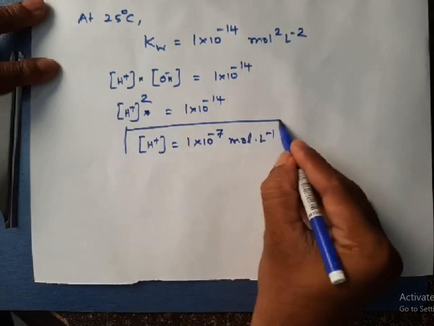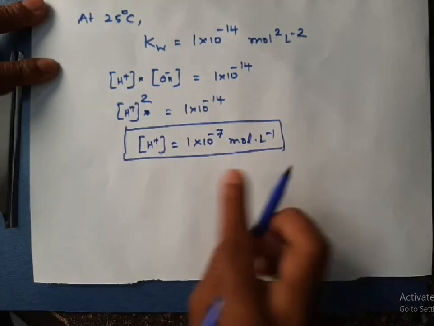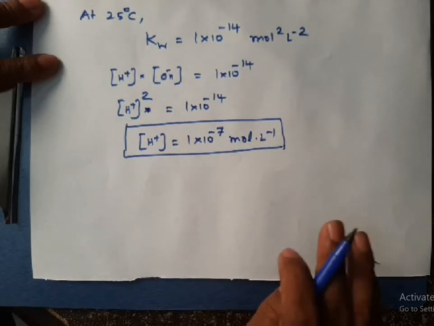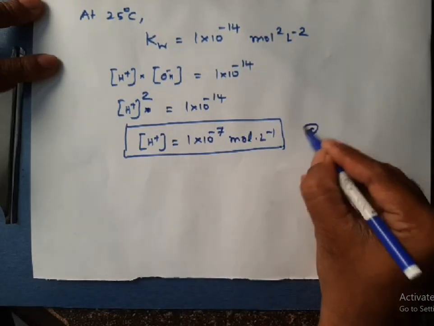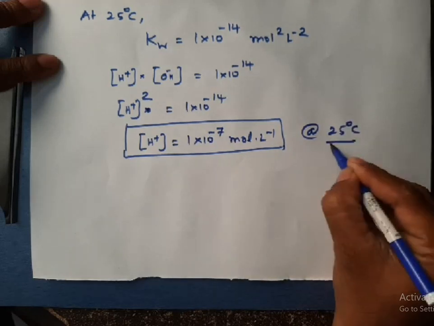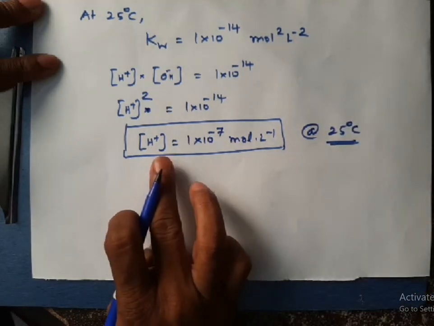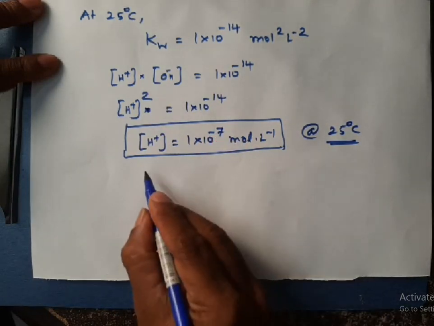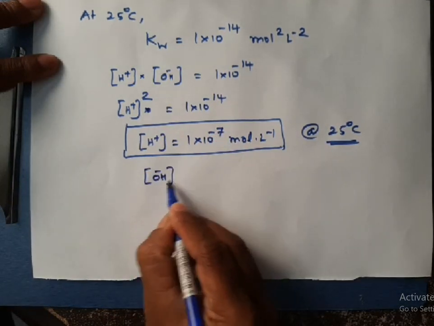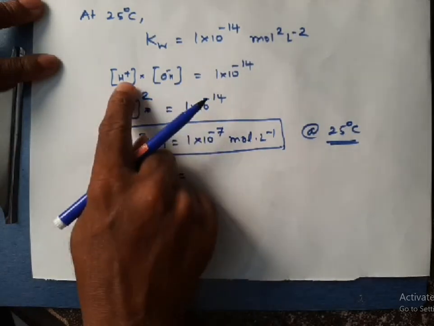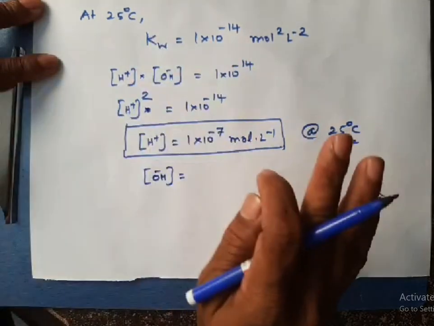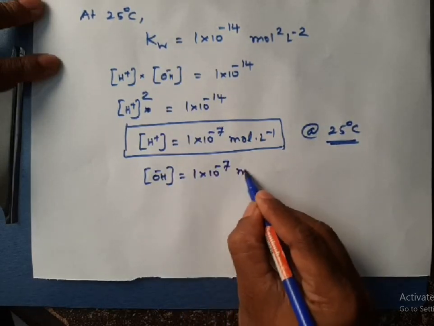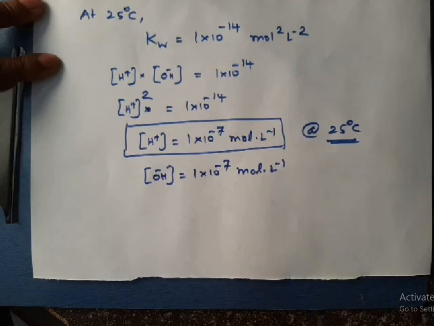This is the H plus ion concentration in pure water at 25 degrees Celsius. At 25 degrees Celsius, the H plus ion concentration is 1 into 10 minus 7 mole per liter. And what about OH minus ion concentration? Yes, in pure water, H plus and OH minus concentrations are the same. Therefore, OH minus ion concentration is also 1 into 10 power minus 7 mole per liter at 25 degrees Celsius.